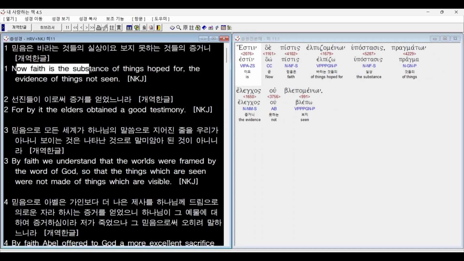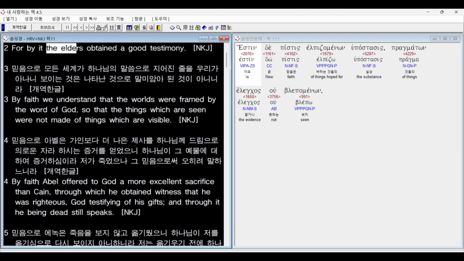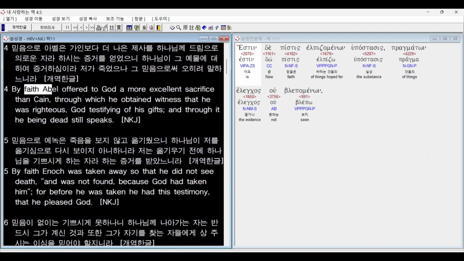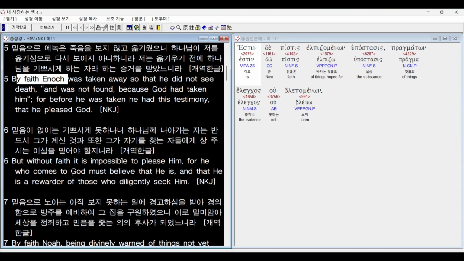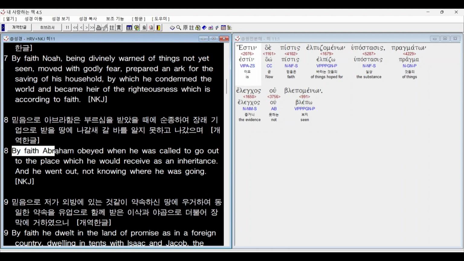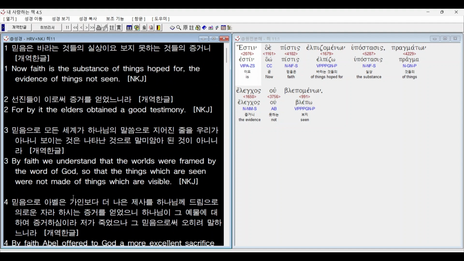Now, faith is the substance of things hoped for, the evidence of things not seen, for by it the elders obtained a good testimony. So the elder is the one, Abel. You see here, by faith Abel. Elder is the one, by faith Enoch. Elder is the one, by faith Noah. Elder is the one, by faith Abraham. All those elders' lives possess the faith.